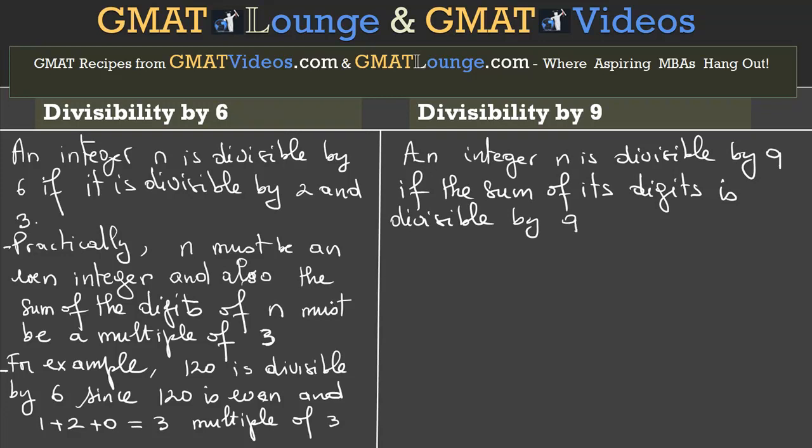So for example, choose a number like maybe a big number. Oh, you can choose actually a simple number, 81. Obviously, you know that 81 is divisible by 9, but it is divisible by 9 since 8 plus 1 equals 9, which is a multiple of 9.